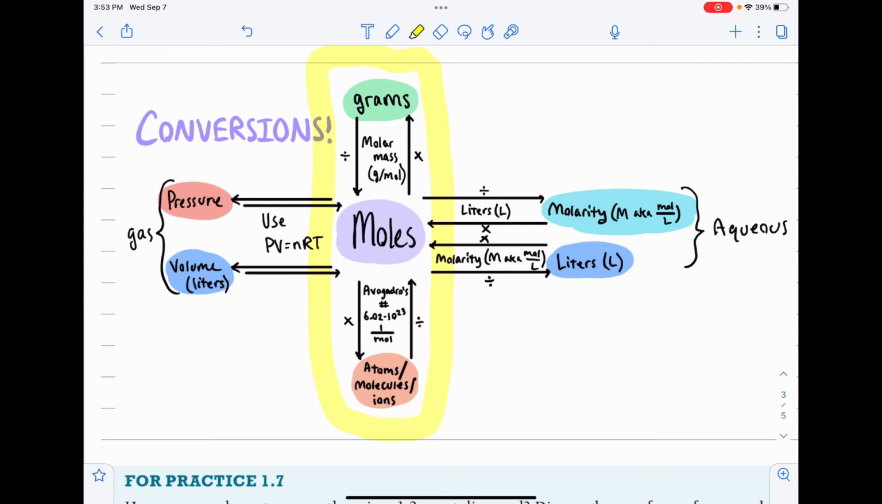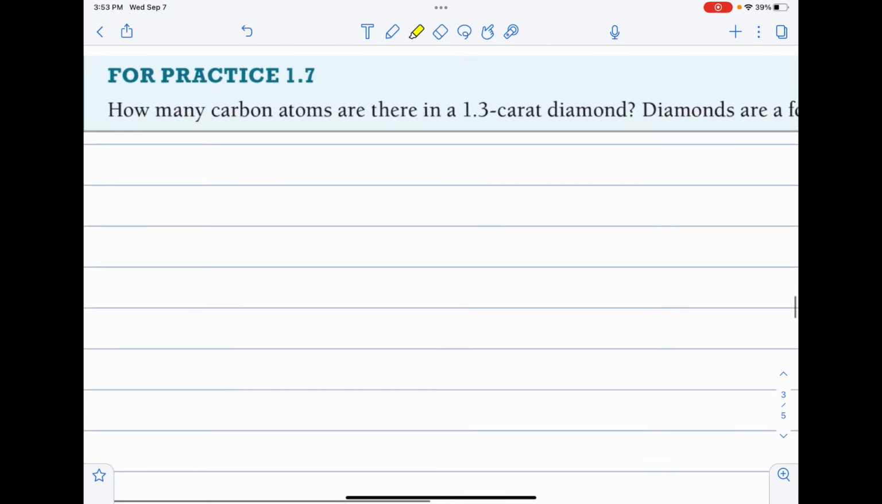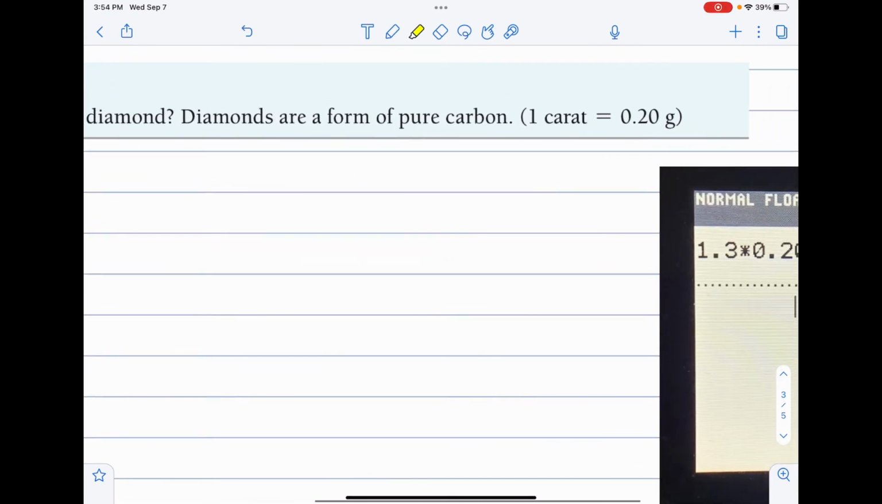But for the grams, moles, and particles, which is going to be my kind of umbrella term for atoms, molecules, ions, formula units, etc., we are going to have to use the molar mass, and we're going to have to use Avogadro's number. And for these two-step problems where you go from grams to particles or particles to grams, you're going to have to go through the mole to get there. So let's try a problem. How many carbon atoms are there in a 1.3 carat diamond? Diamonds are a form of pure carbon.